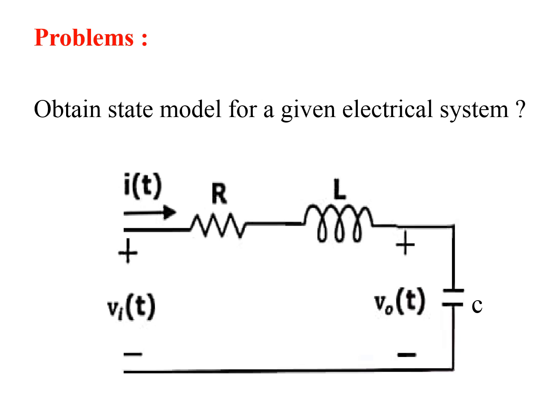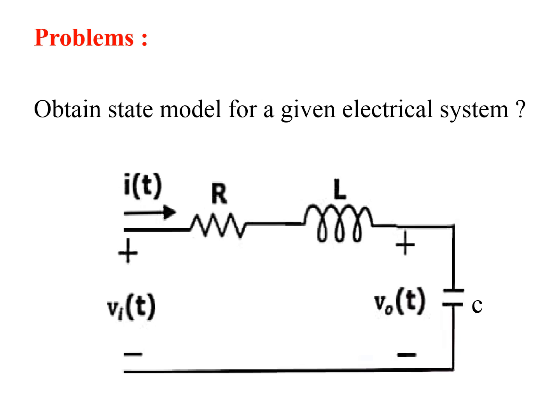For obtaining the state equation as well as the output equation for this electrical system, the first point is we have to determine the number of state variables. The number of state variables represents the number of energy storage elements in a given electrical system. This is a simple series RLC network. The energy storage elements are the inductor as well as the capacitor. So for this electrical network we have two state variables.